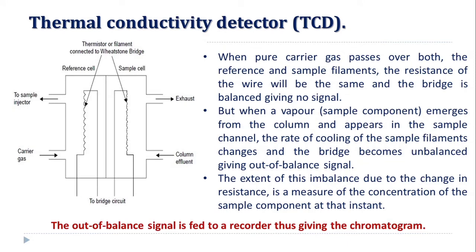The out-of-balance signal is fed to a recorder, giving a chromatogram. So whatever this out-of-balance signal is, it gives the information to the recorder, and the recorder gives that information in the form of a chromatogram. That is, where does this out-of-balance signal go? To the recorder. And what does the recorder do? It shows that signal on the chromatogram in the form of a peak.